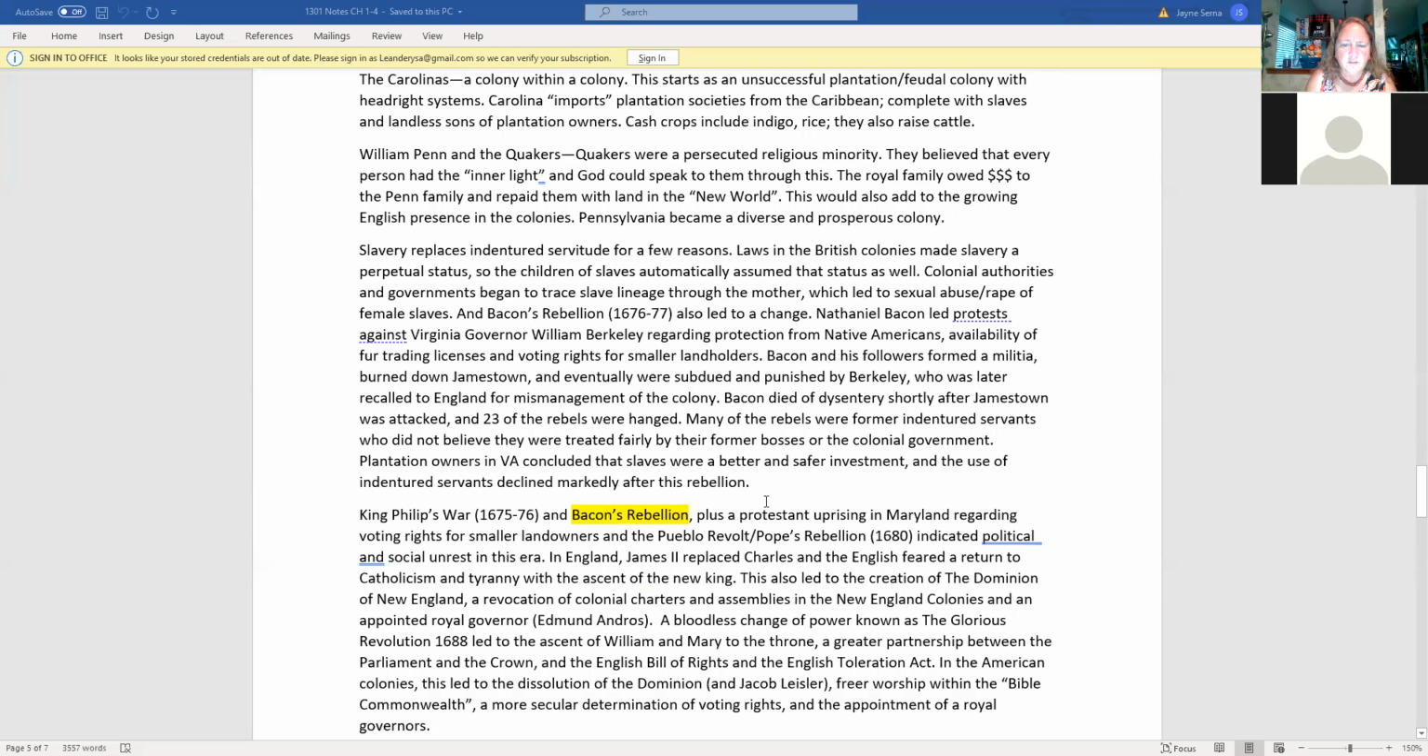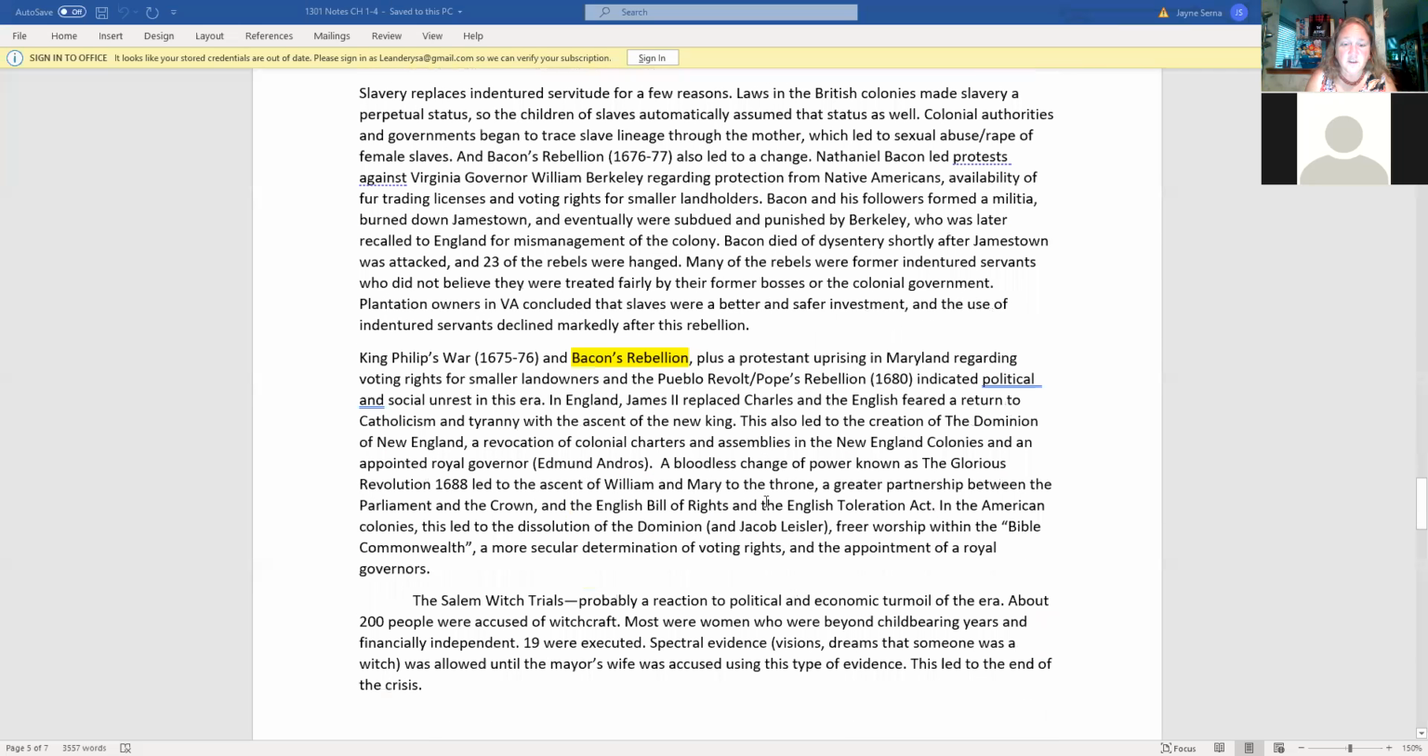Let me scroll down. We got that in there. And then more of a discussion of the Salem witch trials again. And they put it in here really to put it a little bit more in context.